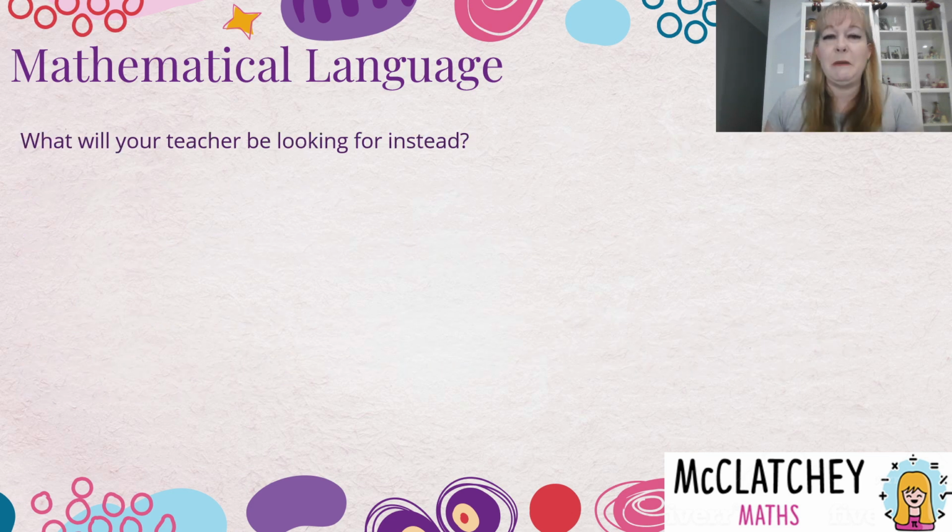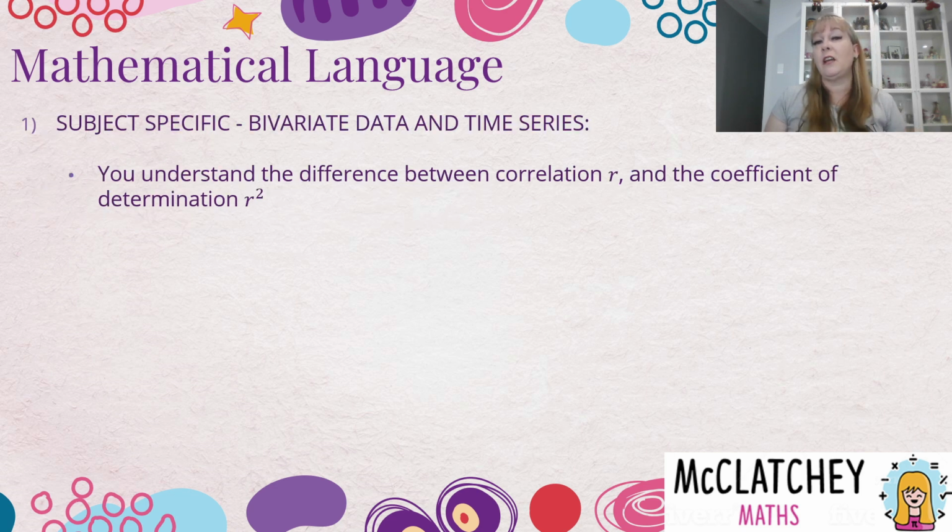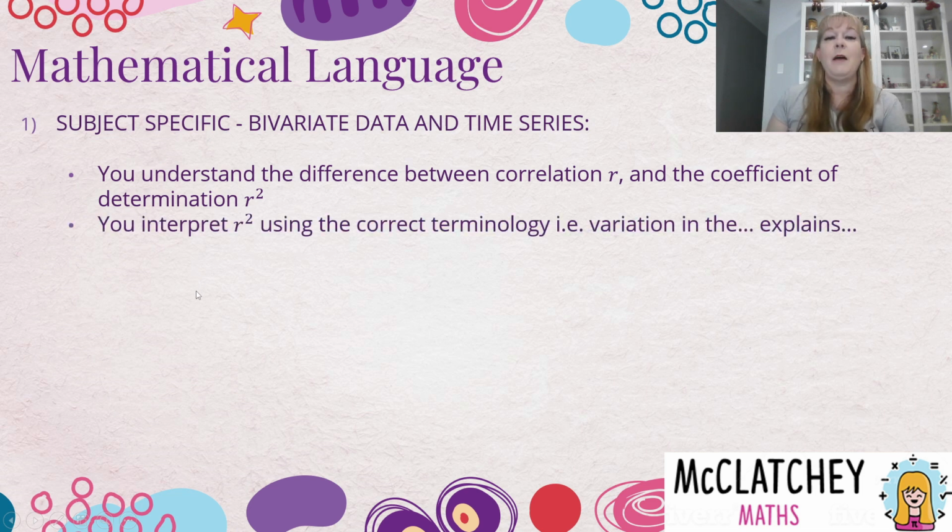So what is your teacher going to be looking for? Correct communication of those mathematical terms that relate to your subject area and the principles that override all mathematical topics. I'm going to give some examples now. If you've got a bivariate data or time series assignment, you know the difference between the correlation r and the coefficient of determination r squared. You're actually using this language: correlation, association, and relationship. You're describing the coefficient of determination using the right language. You're interpreting r squared using the right terminology.